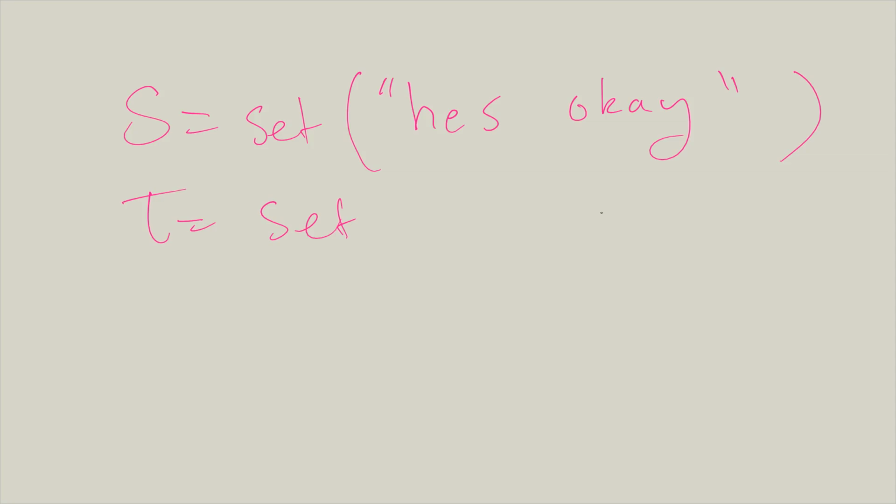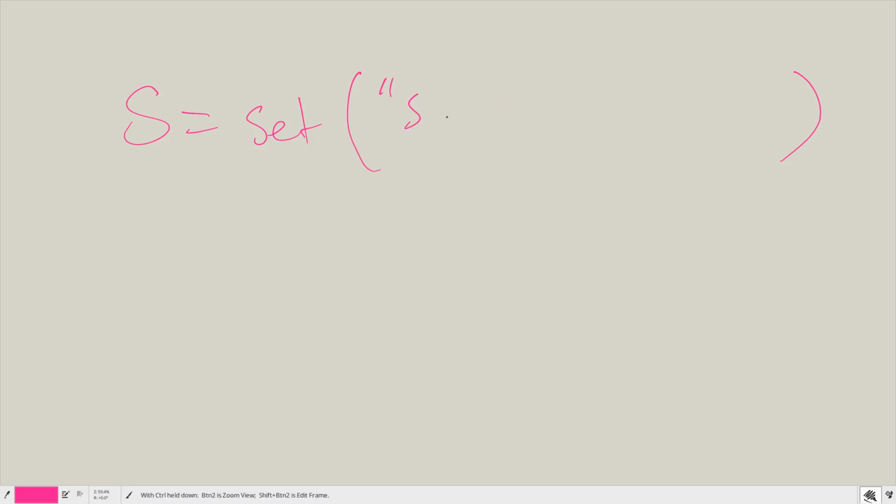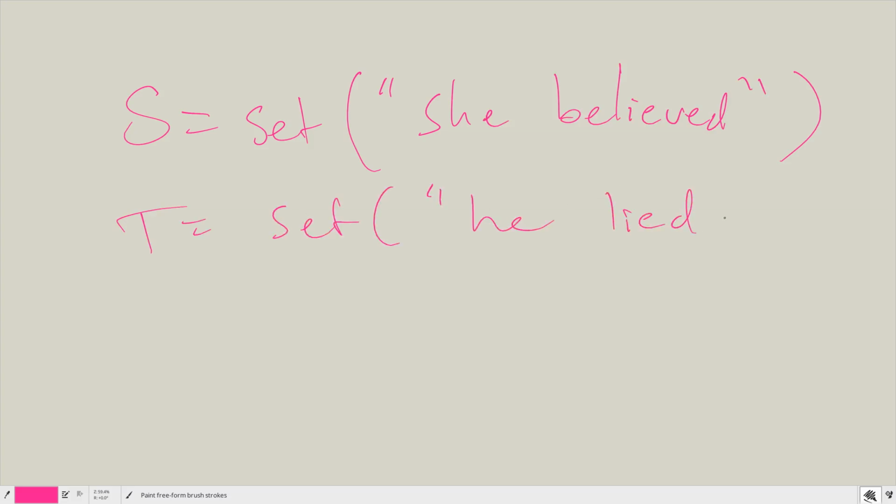Wait, that's not it. I can't remember. She believed? Is that it? Yeah, there we go. He lied. Oh, she believed. Okay. She believed. He lied. All right. And then T is the set of he lied. Find S minus T. Actually, I'm going to find S minus T first of all.